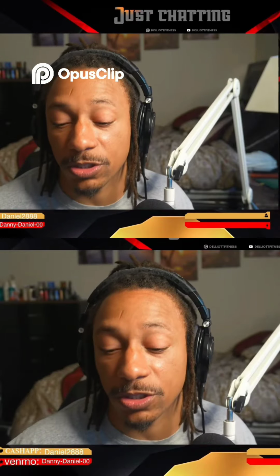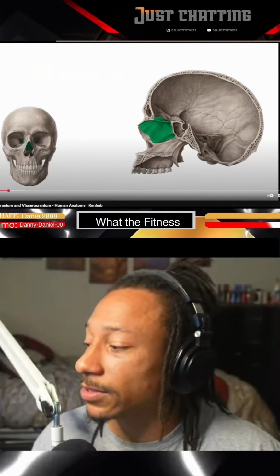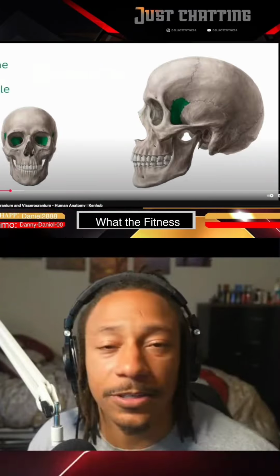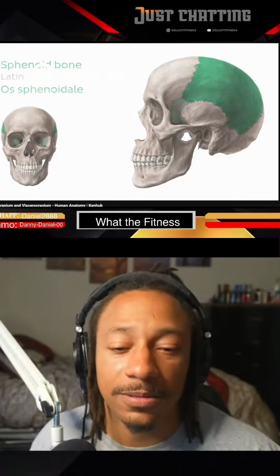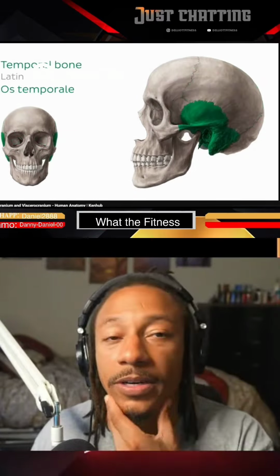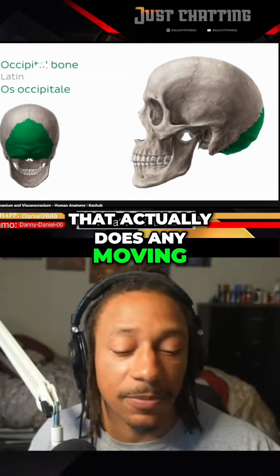The only movable skull bone is the mandible, which is your lower jaw, which is what fighters or boxers aim at to put you to sleep. You know what I mean? And when you say you've got a glass jaw, you've got a weak mandible. It's the only bone in your skull that moves. So it's the only one that actually does any moving.